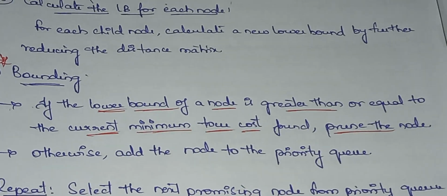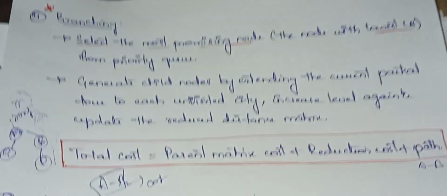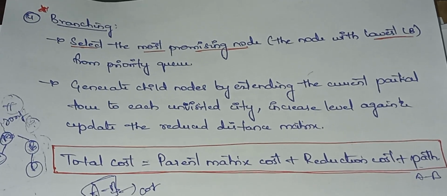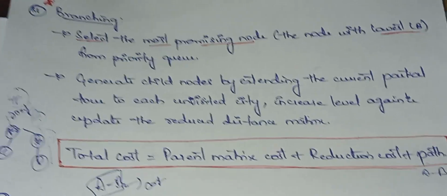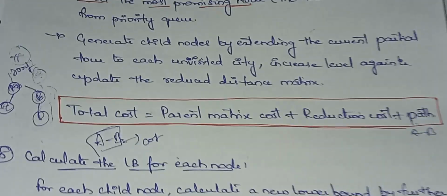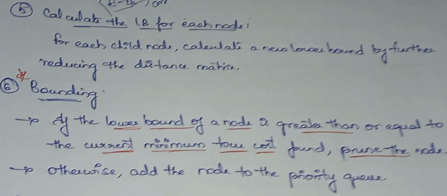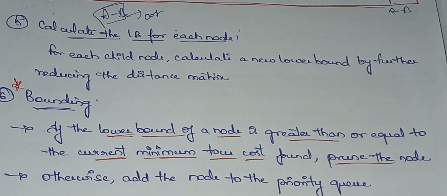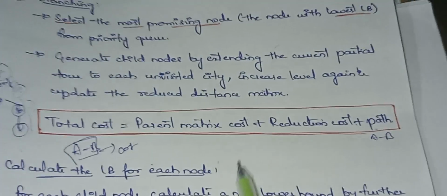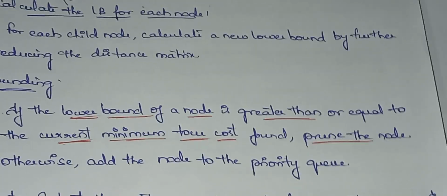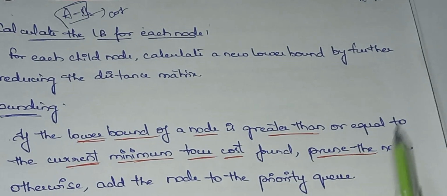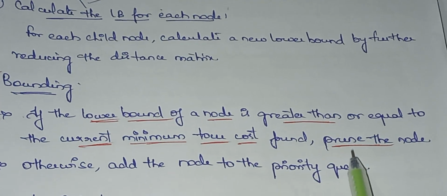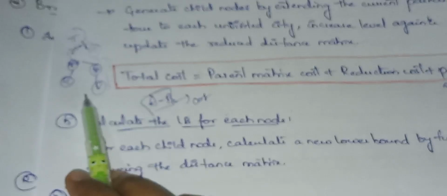So that is what this step is saying. Branching is to start building a search tree by including every child node having the least lower bound. If that lower bound is maximum or greater than the parent matrix cost, then you have to prune that node. In the sense, you should not include that child node into this priority queue.